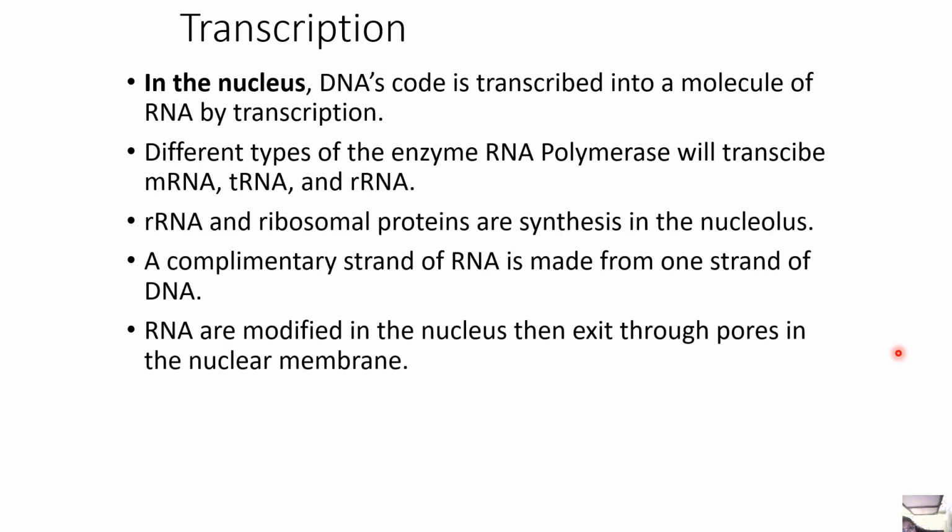So, in the nucleus, DNA's code is transcribed into a molecule of RNA by transcription. Different types of the enzyme RNA polymerase will transcribe mRNA, tRNA, and rRNA. rRNA and ribosomal proteins are synthesized in the nucleus. A complementary strand of RNA is made from one strand of the DNA. RNA is modified in the nucleus and exits through pores in the nuclear membrane.